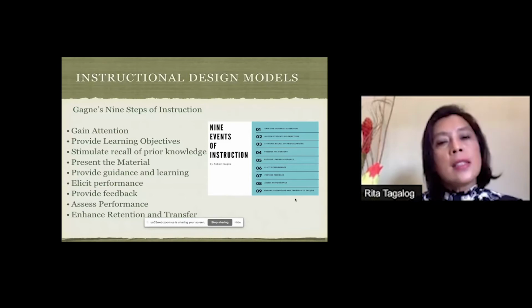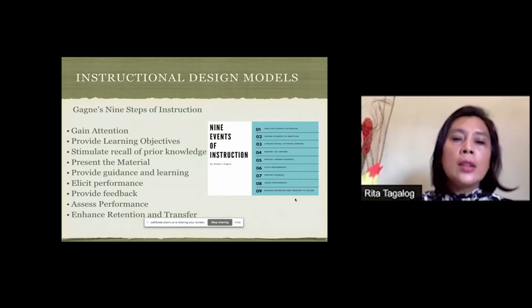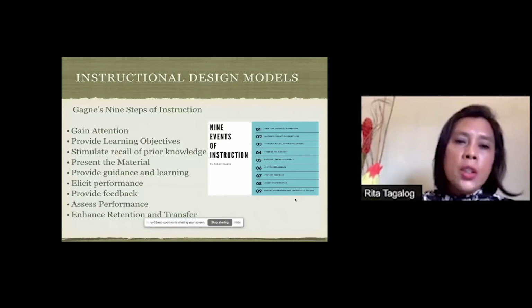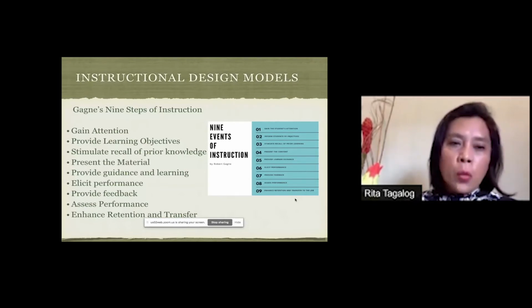Next stage is to provide learning objectives. So just like identifying learning outcomes, learning objectives and outcomes are important components in the succeeding processes or stages each instructional design model has. So after identification of the learning outcomes, we'll now move to the stimulation or recall of prior knowledge. So from gaining attention, wherein we can integrate the different cultural icons, we can also move now to stimulating recall of prior knowledge.